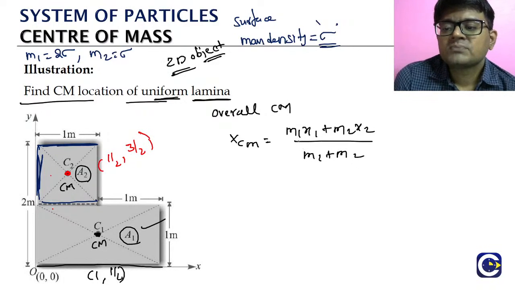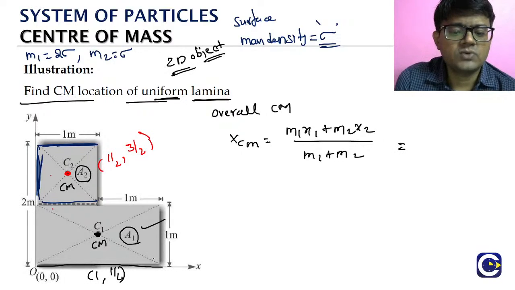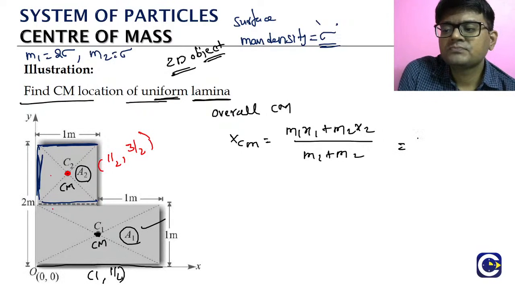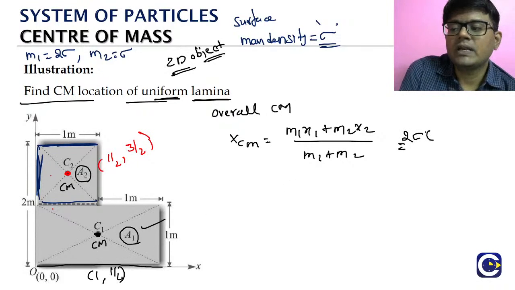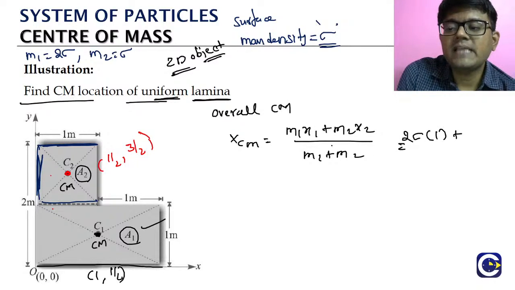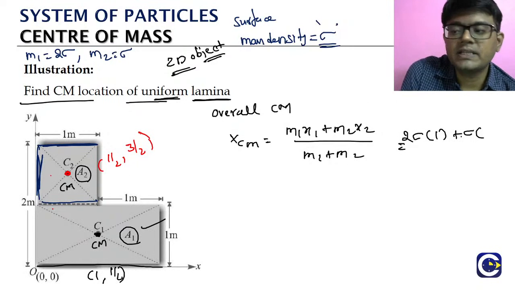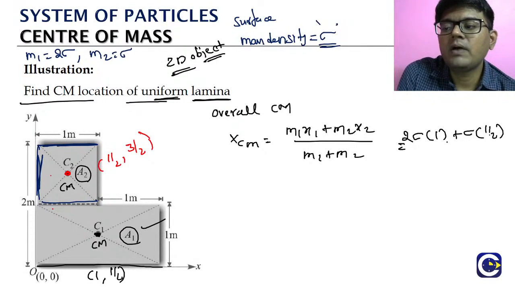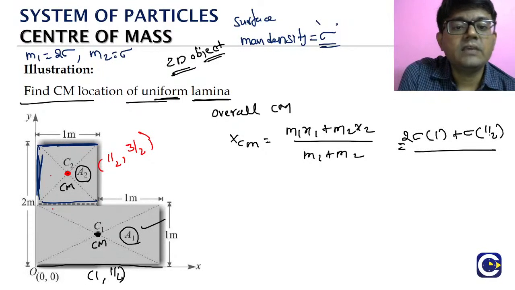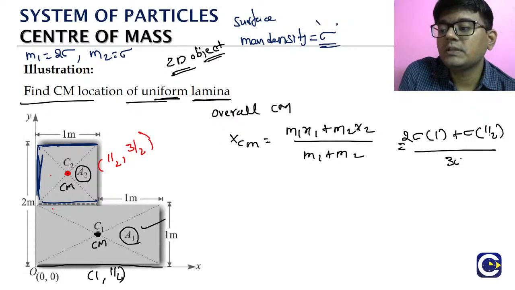பாருங்க என்ன வரும்? m1 x1 plus m2 x2 by m1 plus m2. So m1 x1 ன்னு சொன்னா what is m1? 2 sigma into x1. x1 எவ்வளவு? 1. Plus m2 x2. m2 is what? Sigma. x2 என்னது? Half. ஓகேவா? Divide by m1 plus m2 is what? 3 sigma.